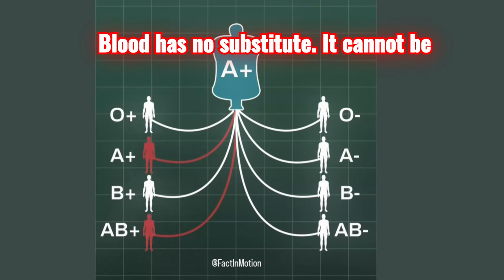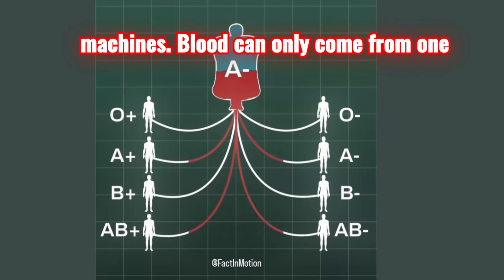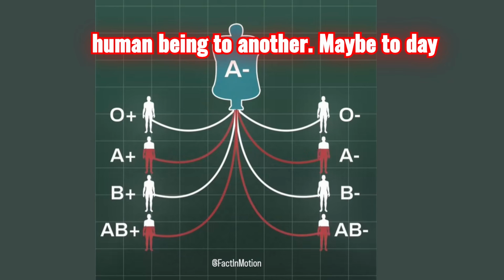Blood has no substitute. It cannot be manufactured. It cannot be replaced by machines. Blood can only come from one human being to another.